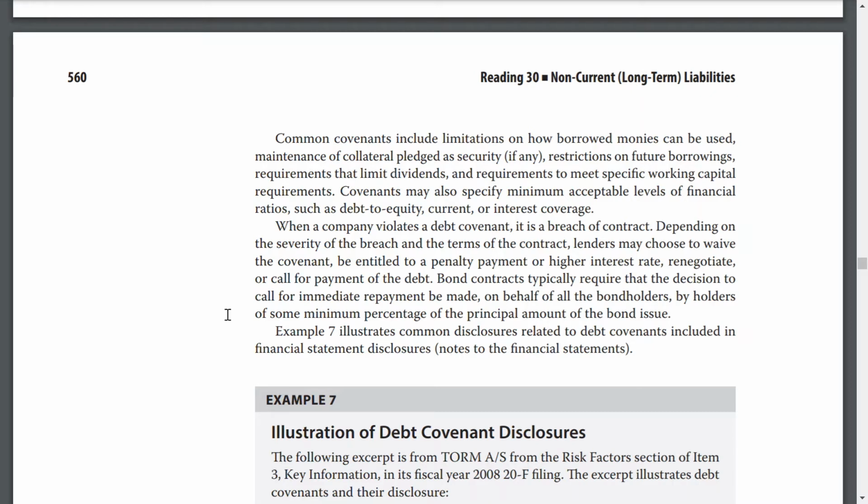Bond contracts typically require that the decision to call for immediate repayment be made on behalf of the bondholders by holders of a minimum percentage of the principal amount of the bond issue. Example 7 illustrates common disclosures related to debt covenants included in financial statement disclosures.